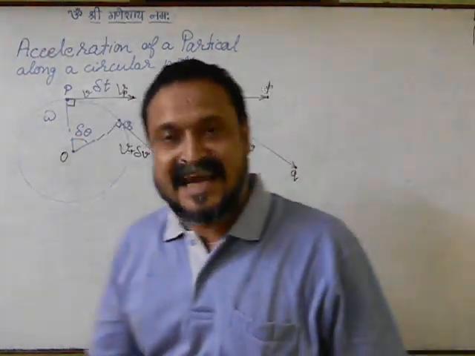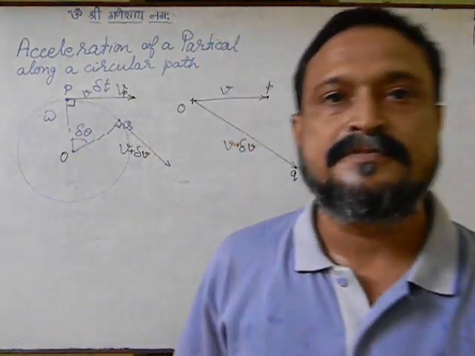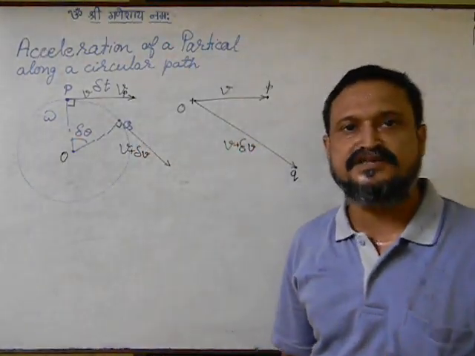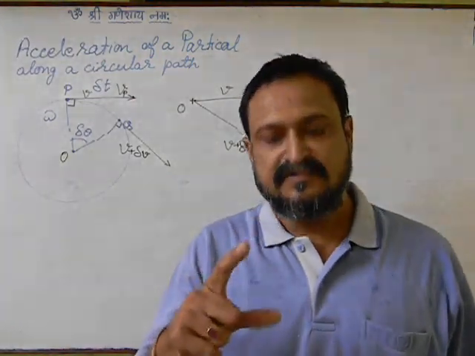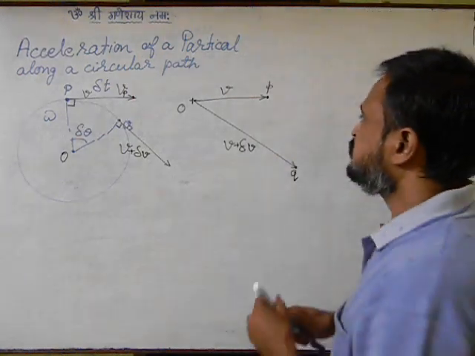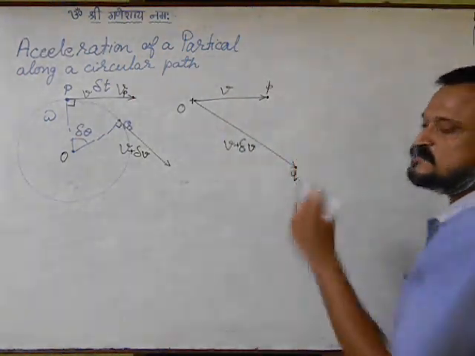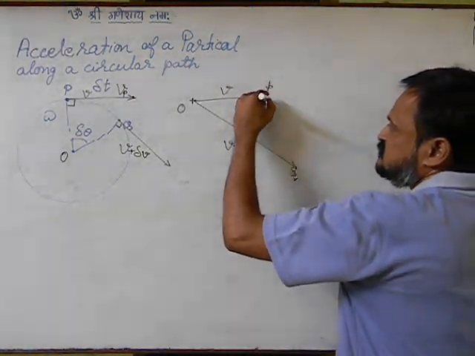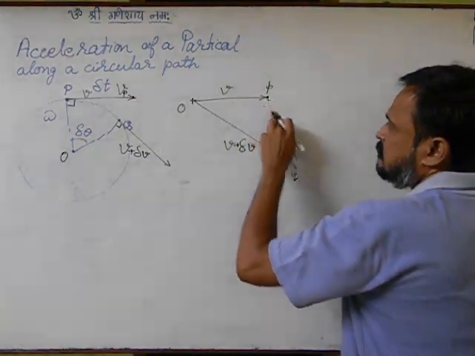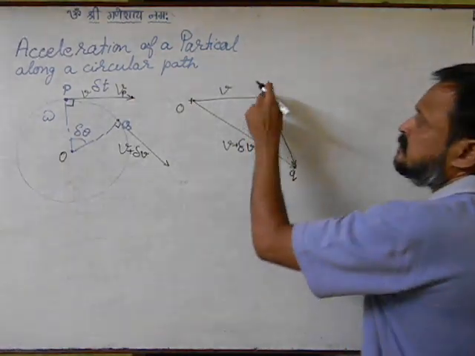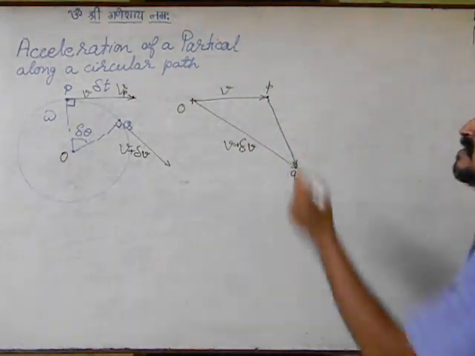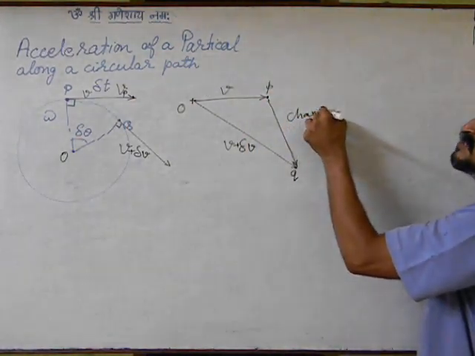Now what is acceleration? Acceleration is rate of change of velocity. So that means I need to first understand what will be the change in the velocity. So change in the velocity, if I want to see in the vector polygon, then this vector PQ will be the change in the velocity, right?